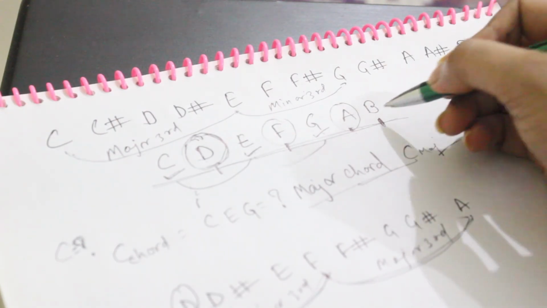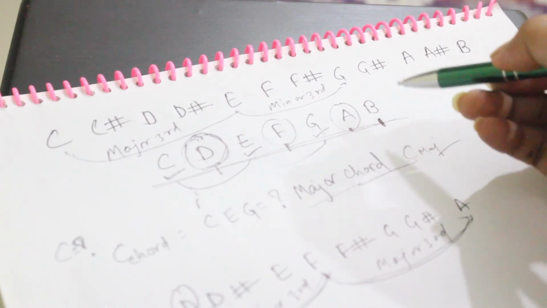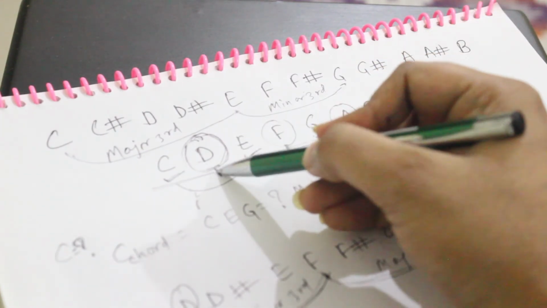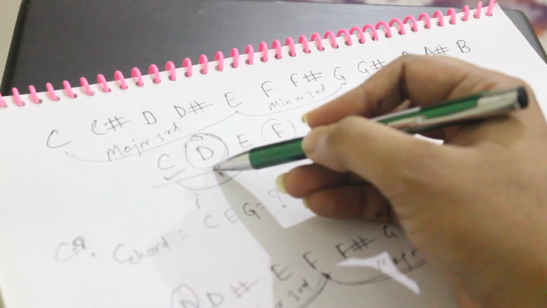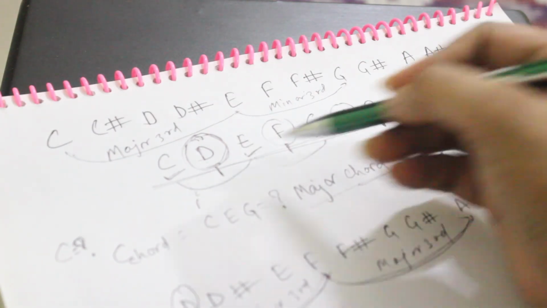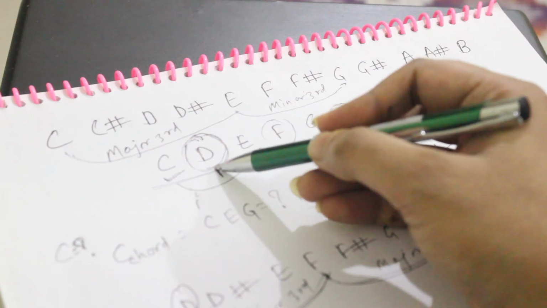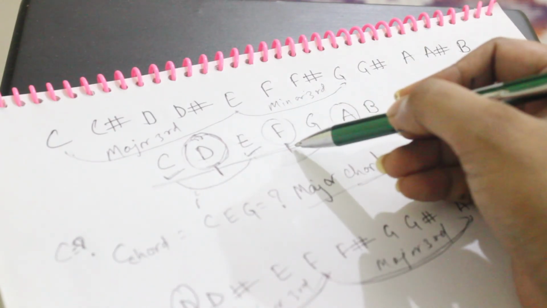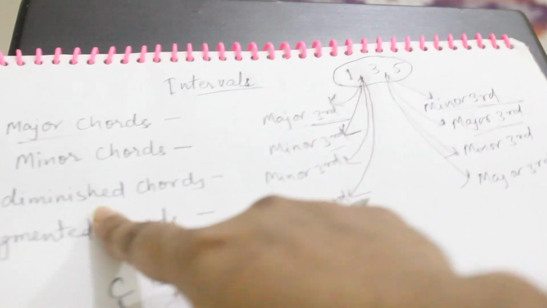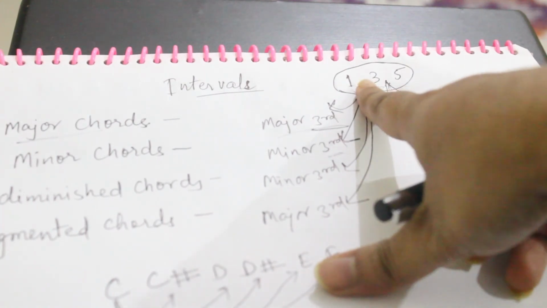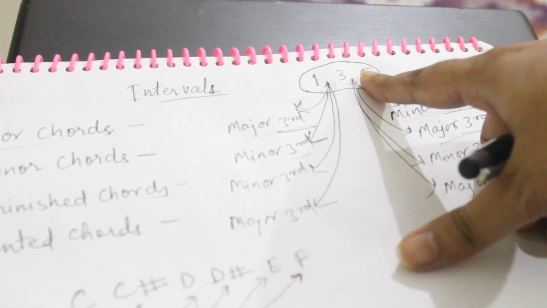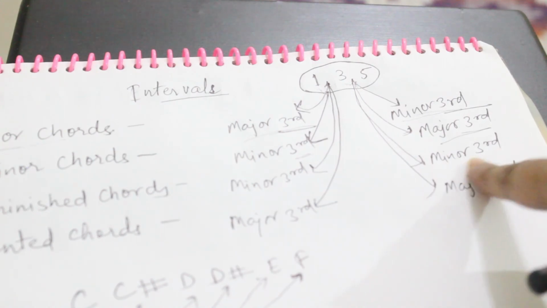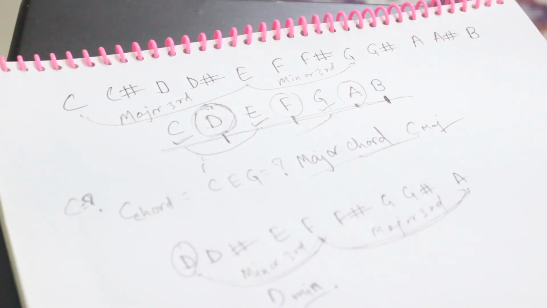The first will be B, because we're finding the chord for B. The first will be B, third will be D, and fifth will be F. From B to D it will be a minor third, and from D to F it will also be a minor third. So for a diminished chord, what is the criteria? The interval between first and third is a minor third, and the interval between third and fifth is a minor third.